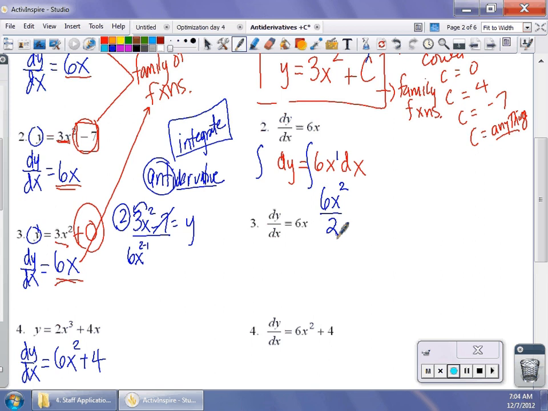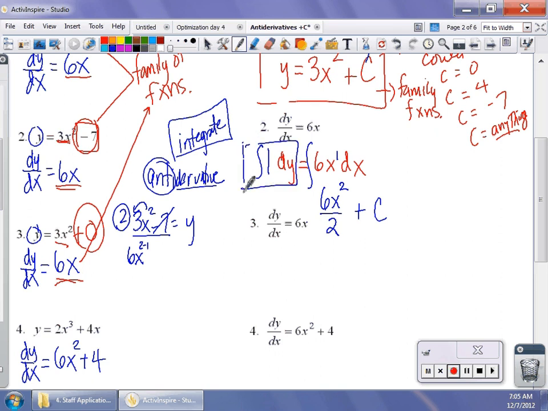So there's my 6x squared over 2. Remember, we said we don't know if there was a constant or not, so we're going to add a plus c in there. On the left-hand side, we're going to basically do the same thing. There's an understood 1. This is 1 dy, whereas on the right-hand side I have 6x dx. We're going to find the antiderivative, but on the left-hand side, everything is in terms of y.